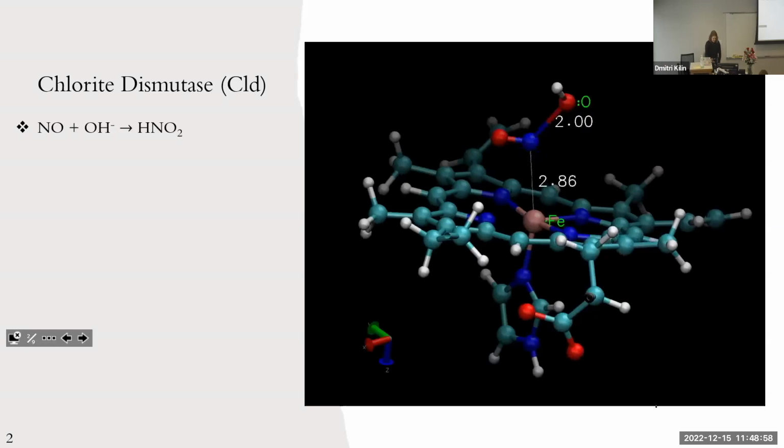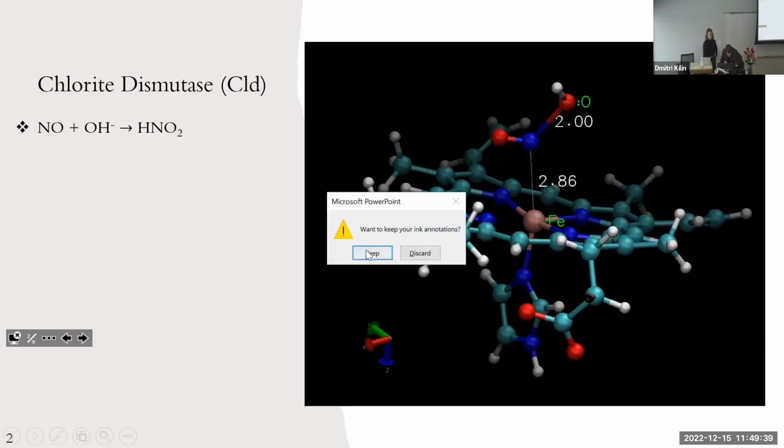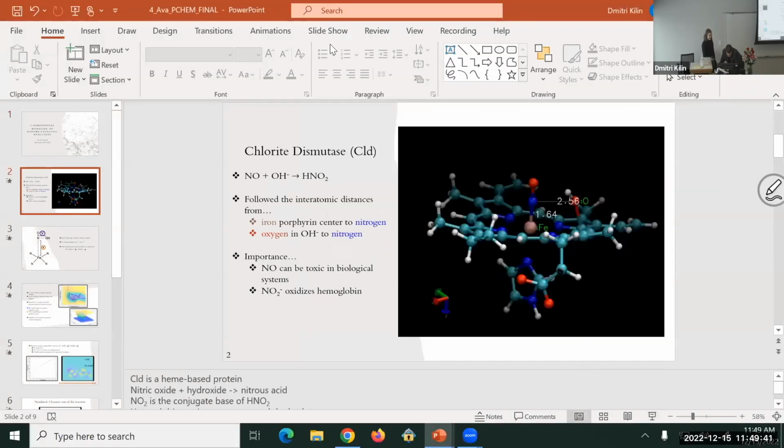So chlorite dismutase is a heme-based protein, and it is responsible for converting nitric oxide with a hydroxide, and it produces nitrous acid.